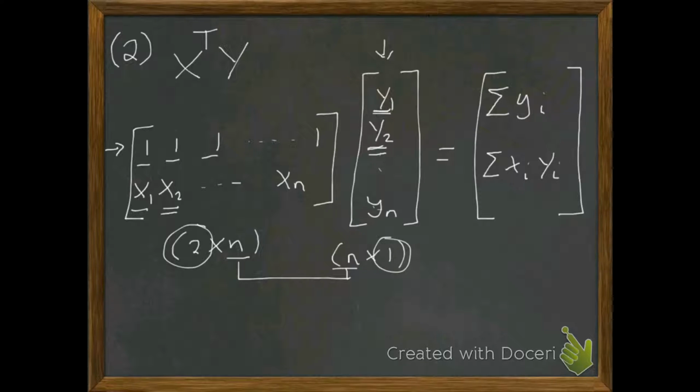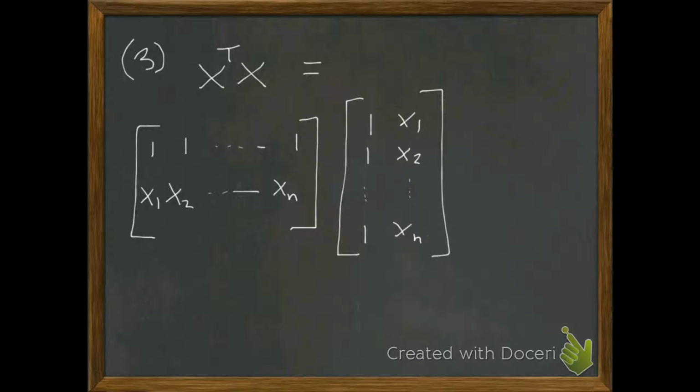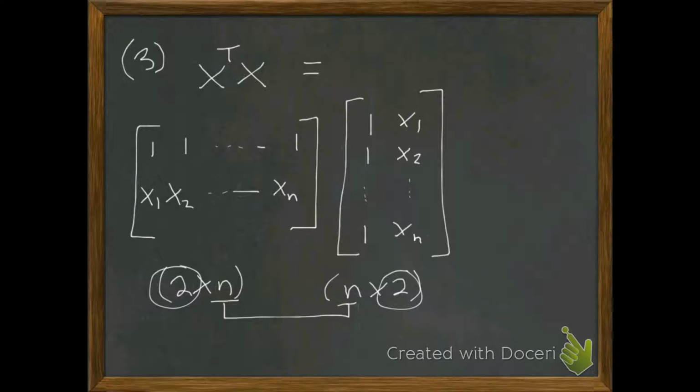The other matrix I want you to kind of have on your radar, and the one I almost forgot about, is what does x transpose times x look like? Well, x transpose is 1, 1, and of course, x is 1. Now, first of all, let's examine the size that we're expecting. So here we have a 2 by n. Here we have an n by 2. So guys, we're expecting a 2 by 2 matrix.